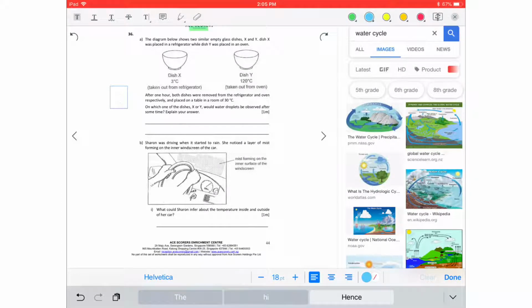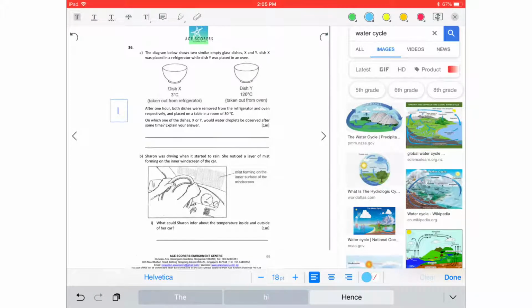So we shall continue. Okay, so we're going to continue the water cycle, right? It's about the evaporation, condensation, and all that stuff. The water cycle. So let's continue here.